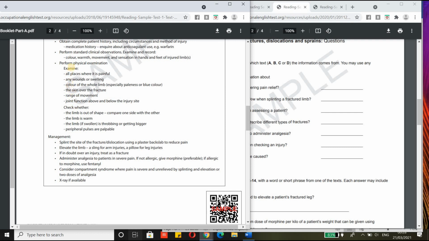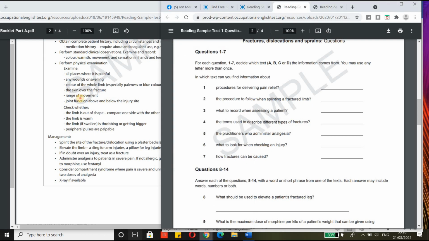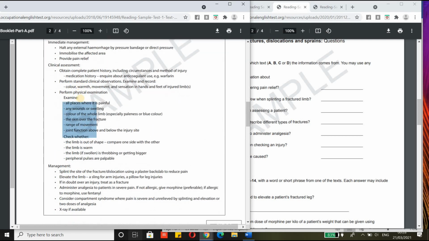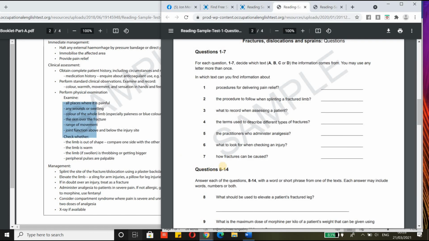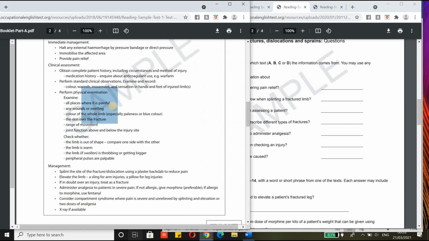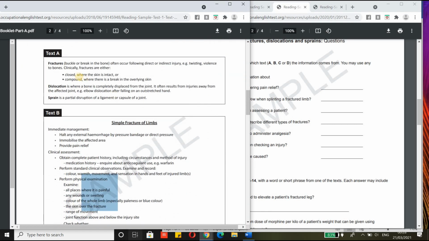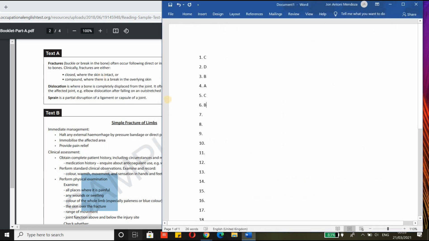Compartment syndrome. Or likely the physical examination would be more appropriate. So it's still, nonetheless, text P. And then 7, we have how fractures can be caused. So it's more on the introduction, I think. So direct, indirect, twisting, violence to bones. I'd put letter A there.